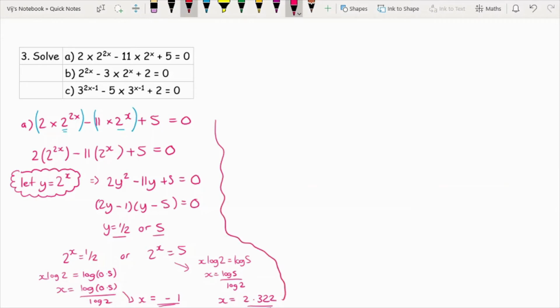So working with part b, which I'll use a different colour. Again, I've got 2 to the power of 2x minus 3 times 2 to the power of x plus 2 equals 0. So I'm going to write this as 2 to the power of x, all squared, minus 3 lots of 2 to the power of x, plus 2 equals 0. I'm then going to let y equal 2 to the power of x.